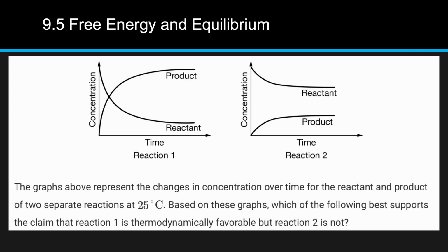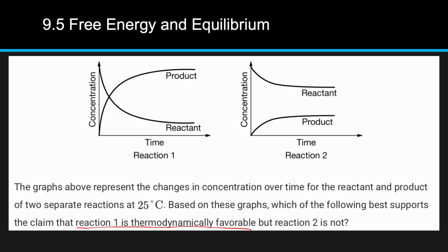So let's relate that to some practice problems. The graphs above represent the changes in concentration over time for the reactant and product of two separate reactions at 25 degrees Celsius. Based on these graphs, which of the following best supports the claim that reaction 1 is thermodynamically favorable, but reaction 2 is not? So we are relating concentration of reactants and products to thermodynamic favorability, which means I'm relating delta G to K, or my equilibrium constant.